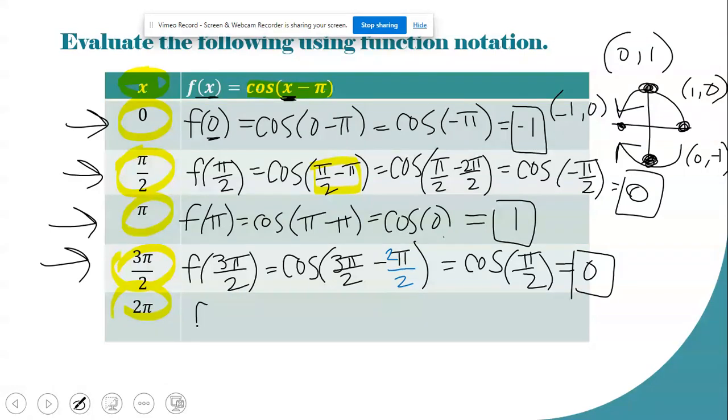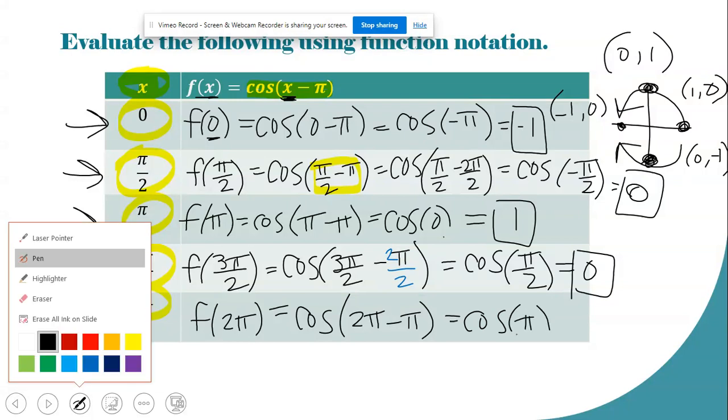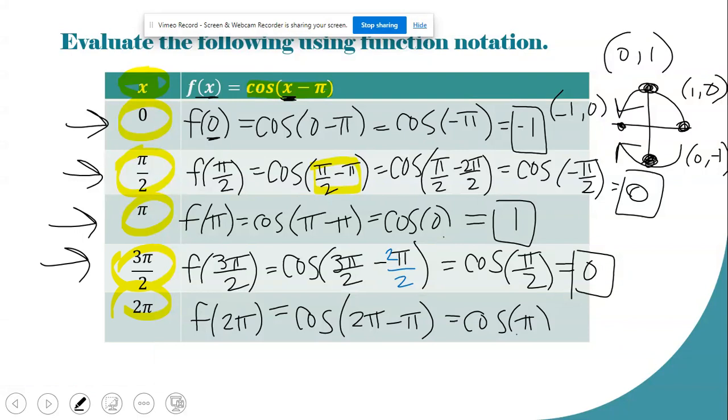And when we plug in 2 pi, what do we get out? We get cosine of 2 pi take away pi. That gives just cosine of pi, which means we are back over here at that spot. Remember, cosine gave us negative 1 for that guy.